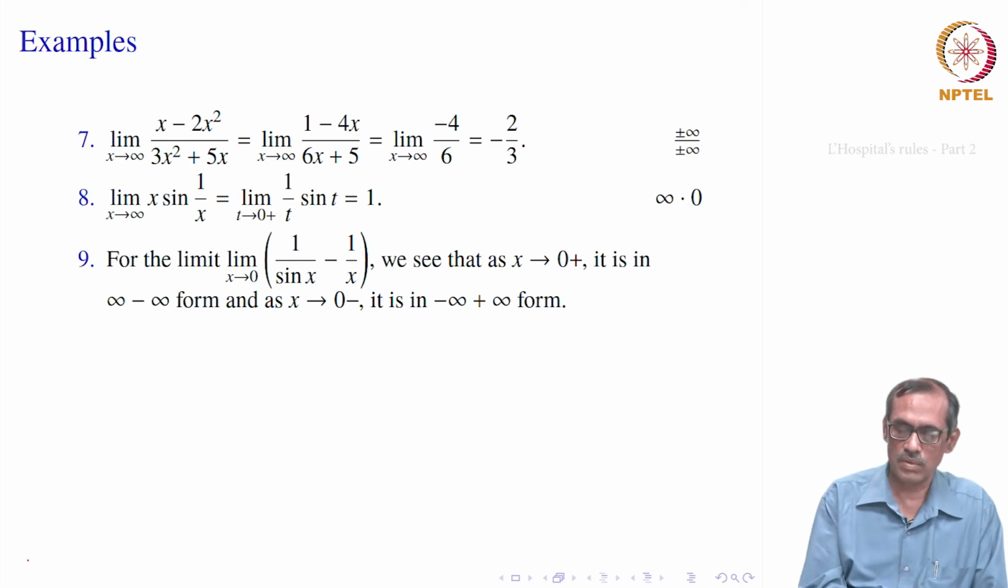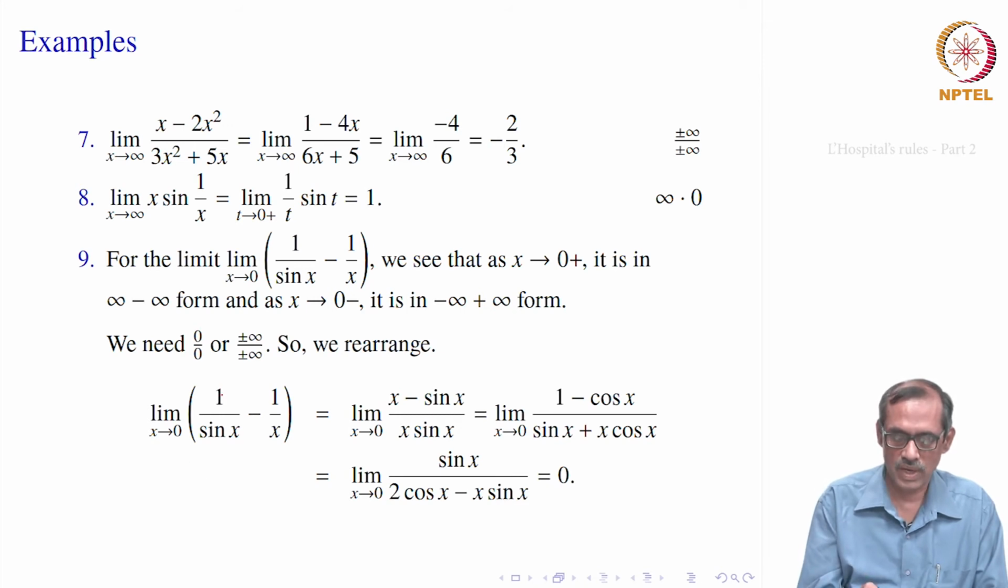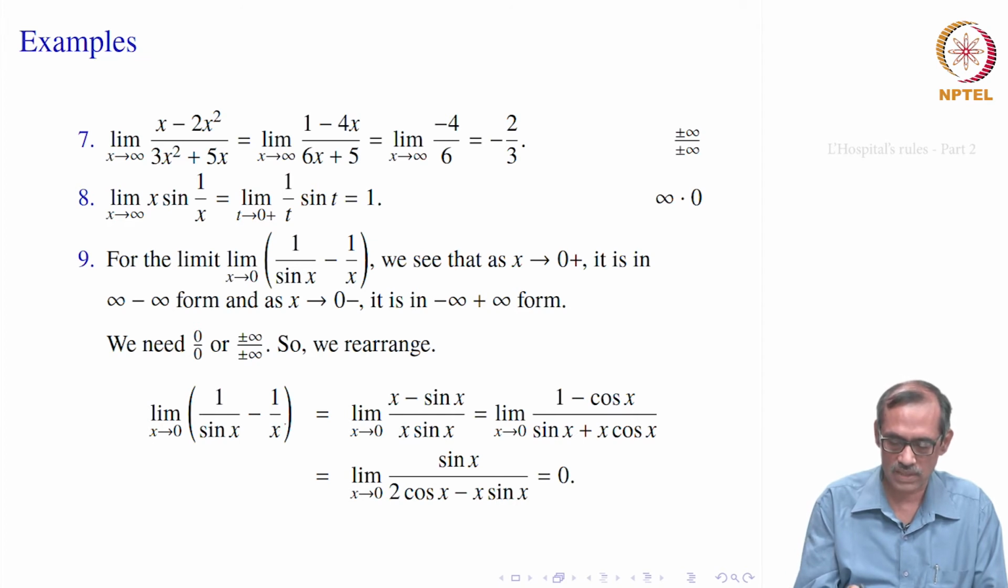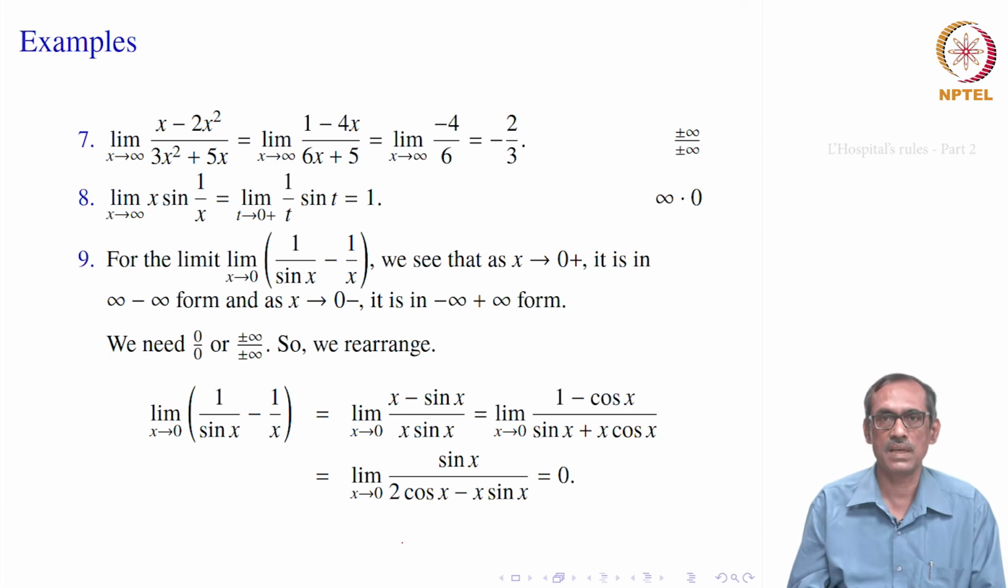Okay. So, what do we do? It is neither in the form 0 by 0 nor in the infinity by infinity form. So, we have to really play with it, bring it to that form, and then we can apply L'Hopital's rule. Okay. So, what happens? We rearrange, we write 1 by sin x minus 1 by x. If you take the LCM, it gives x minus sin x divided by x sin x. Okay. So, now x minus sin x as x goes to 0 is 0, and x sin x also goes to 0. Now, it is in the 0 by 0 form. You can apply L'Hopital's rule here.